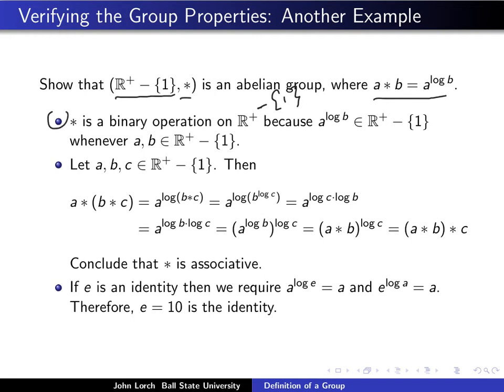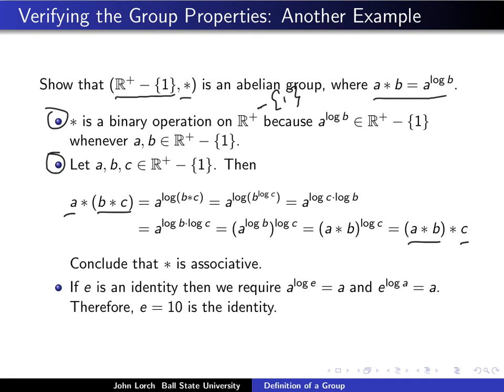So we've handled the binary aspect of the operation. Next, we address the associativity of the operation, where we start with a star the quantity b star c, and we want to show that that's exactly the same as the quantity a star b starred with c. Luckily, we can get from the one to the other through a chain of equations, and as we proceed through this chain of equations, we're going to need to apply a property of logarithms together with a property of exponents.